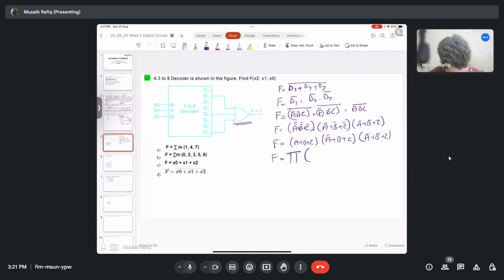So what term is this? This is 1, this is 4, and this is 7. So this is the product of max terms 1, 4, 7. And in terms of sum of min terms, it will be 0, 2, 3, 5, 6, right? And this right here is my answer, and that is option B.